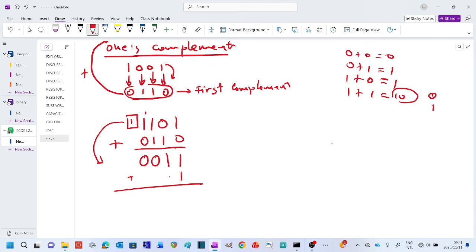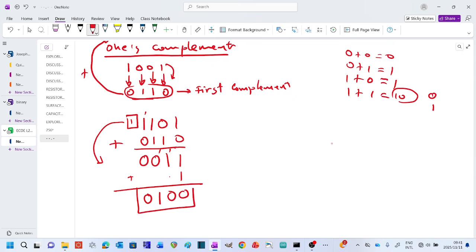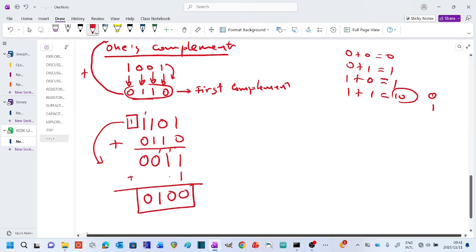So 1 plus 1 is 0, carry 1. 1 plus 1 is 0, carry 1, and then 0 plus 1 is 1, and then this 0 is just going to drop there. It means nothing. So this is our final answer when it comes to 1's complement. I believe that was simple.